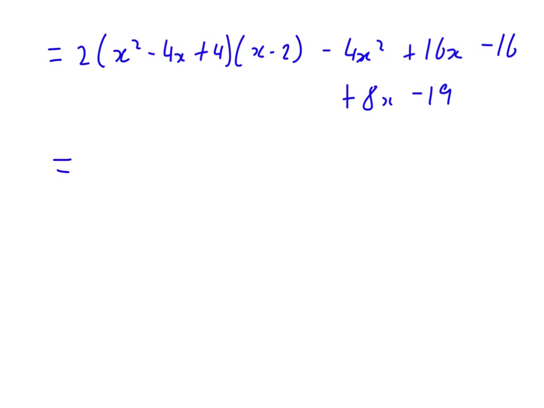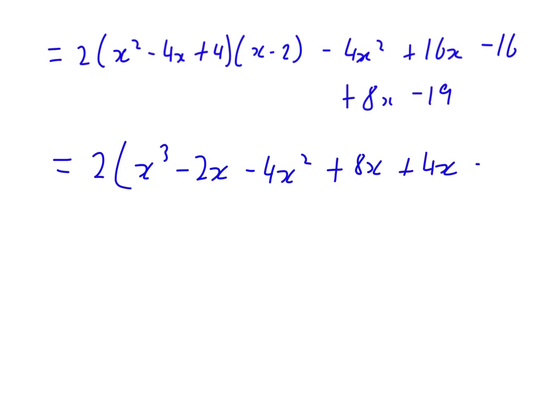And now expanding. The 2, I'm leaving the 2 till last, expanding the other brackets first. x squared times x is x cubed. x squared times negative 2. And then negative 4x times each of those terms. So negative 4x times x and negative 4x times negative 2. And then we've got the positive 4 times each of those terms. So 4 times x and then 4 times negative 2. And still I've got to multiply all of that by 2.